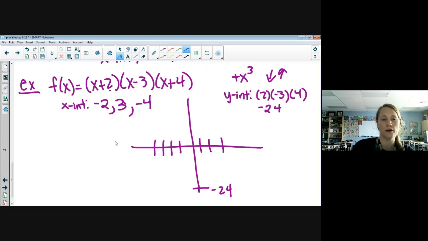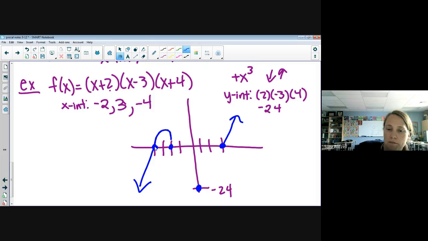All right, so let's go ahead and put our points on there. X-intercepts go on the x-axis. So we have a point at -4, a point at -2, a point at 3. Y-intercepts go on the y-axis, so a point at -24. Okay, and then we know it starts down and ends up. So we start down, end up, and we're just going to fill in between. The only times it touches the x-axis are on these actual points. So don't just make a bunch of loops in the middle. You can only touch the x-axis at those 3 points.